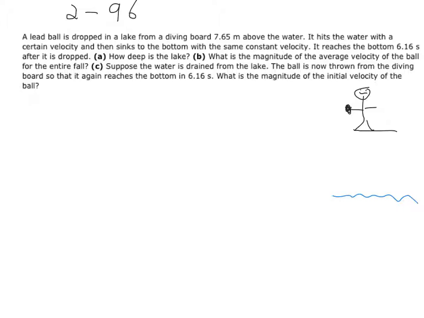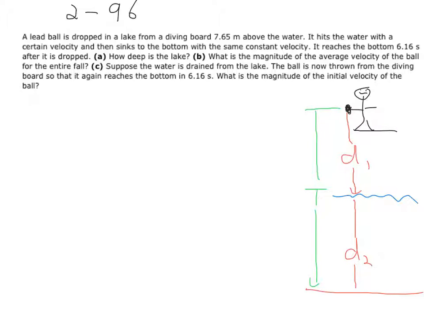So in this problem, the situation is there's a person that's going to be dropping this ball. It's going to fall some initial distance, which I'm going to call D1, which is given to us in the problem statement. In my problem, it's 7.65 meters. It then enters the water and continues to move an additional distance D2 before reaching the bottom of the pool. And that whole thing takes some overall time that we're given. In my case, it's 6.16 seconds, which I will call capital T for the total time to reach the bottom.